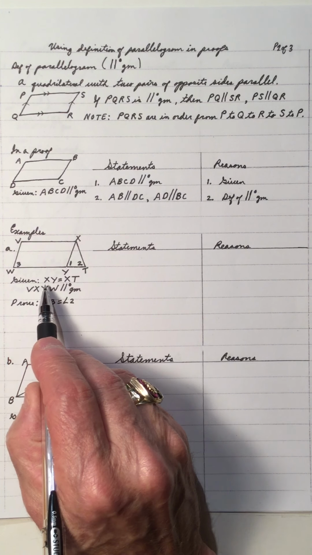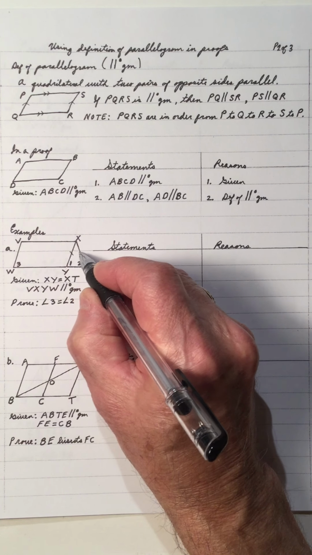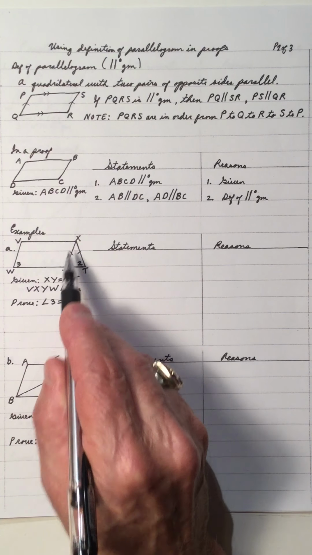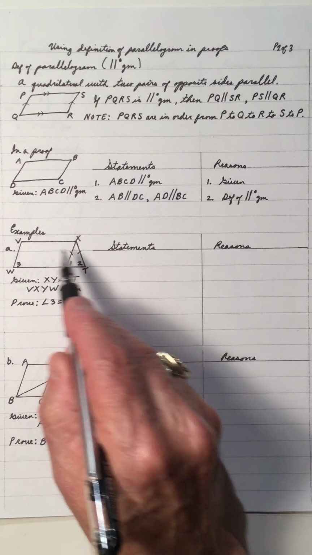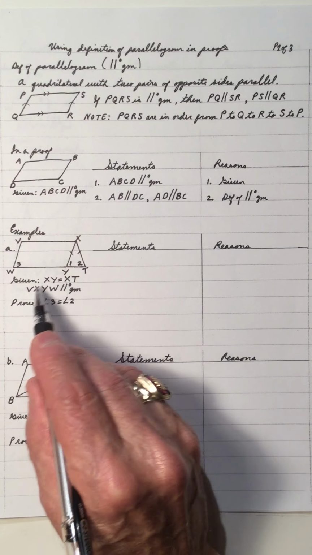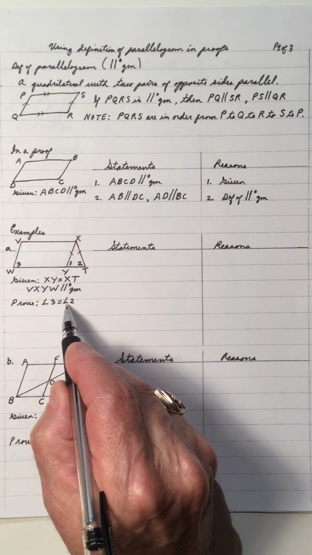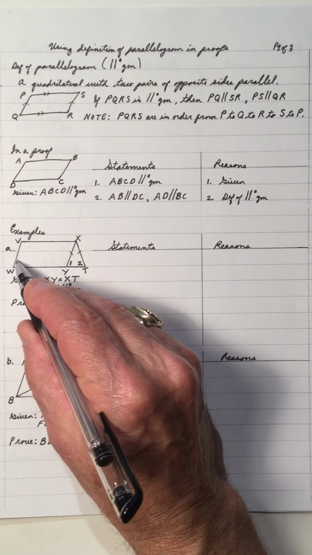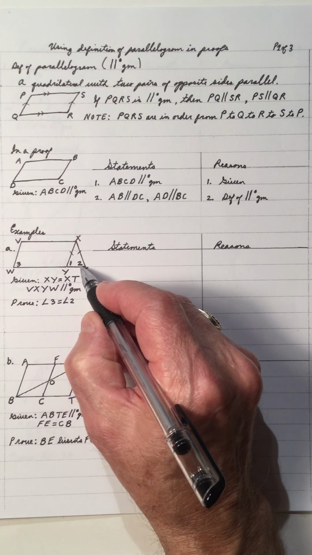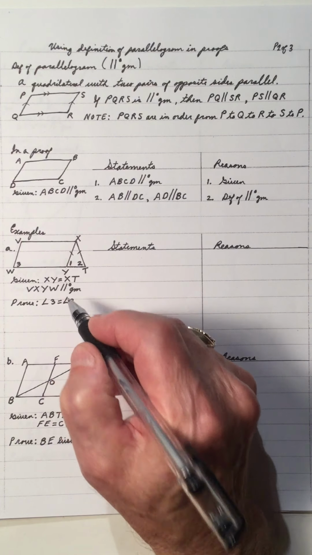A, given XY equals XT. So XY is equal to XT. And we're given that VXYW is a parallelogram. So we're going to take this given and put it together to prove that angle 3 equals angle 2. So angle 3 is right here, VWT, and angle 2 is right here, XTY. So I need to get 3 equals 2.